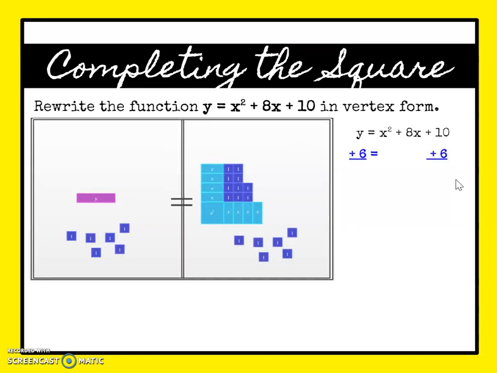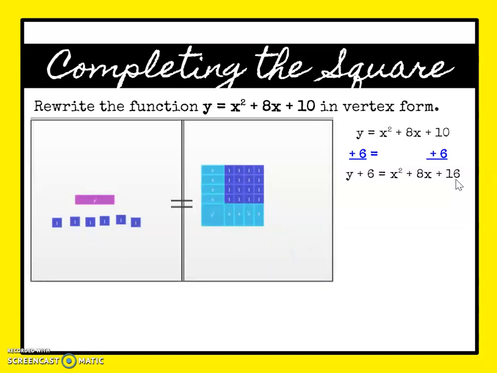But in order to add those 6 units to complete the square, I need to make sure that I'm adding 6 to both sides because of the property of equality. Rewriting my equation as y plus 6 is equal to x squared plus 8x plus 16. I now have completed my square, and I can rewrite that square as a product of its length times its width. It has a length and width of x plus 4, so I can rewrite x squared plus 8x plus 16 as x plus 4 times x plus 4, or just x plus 4 squared.